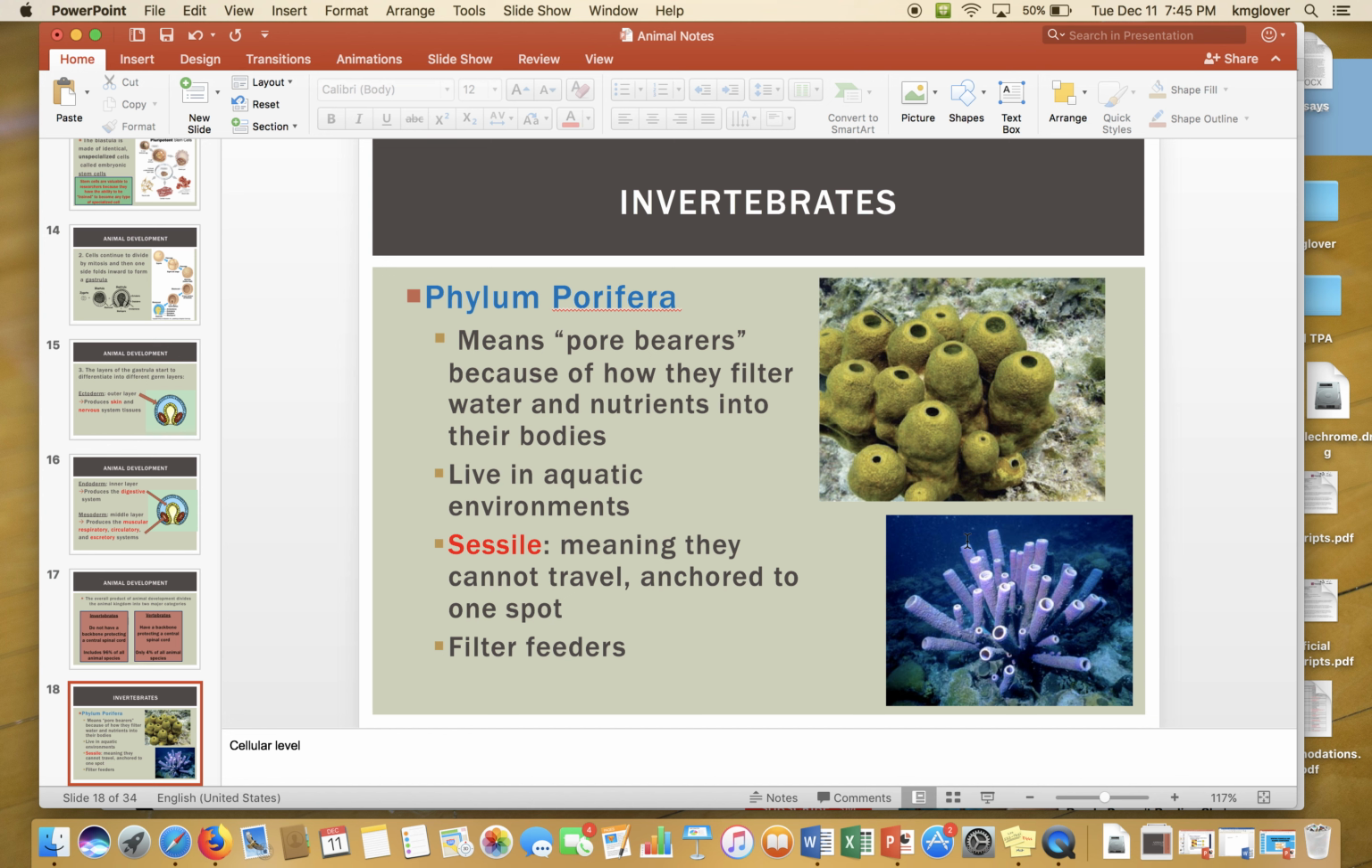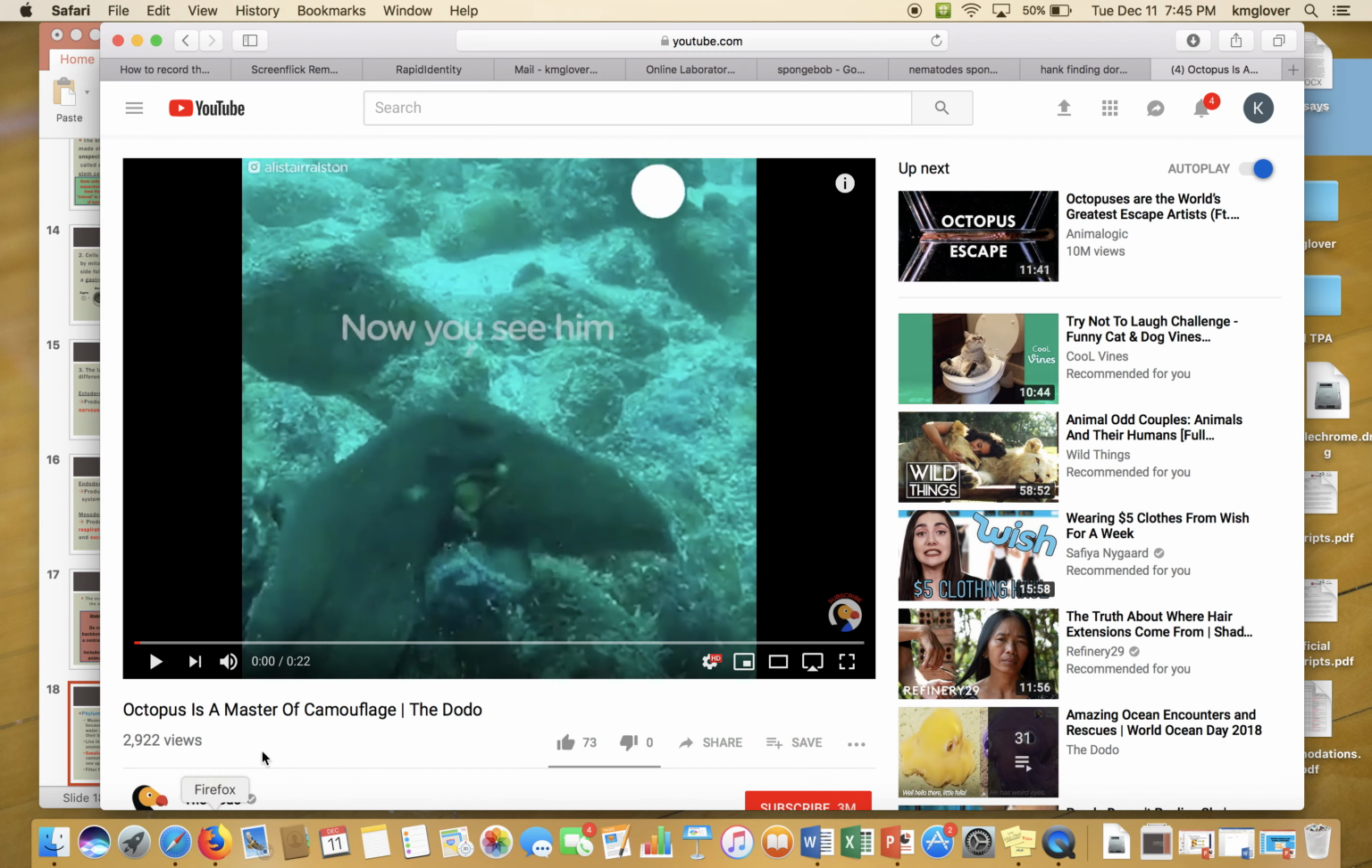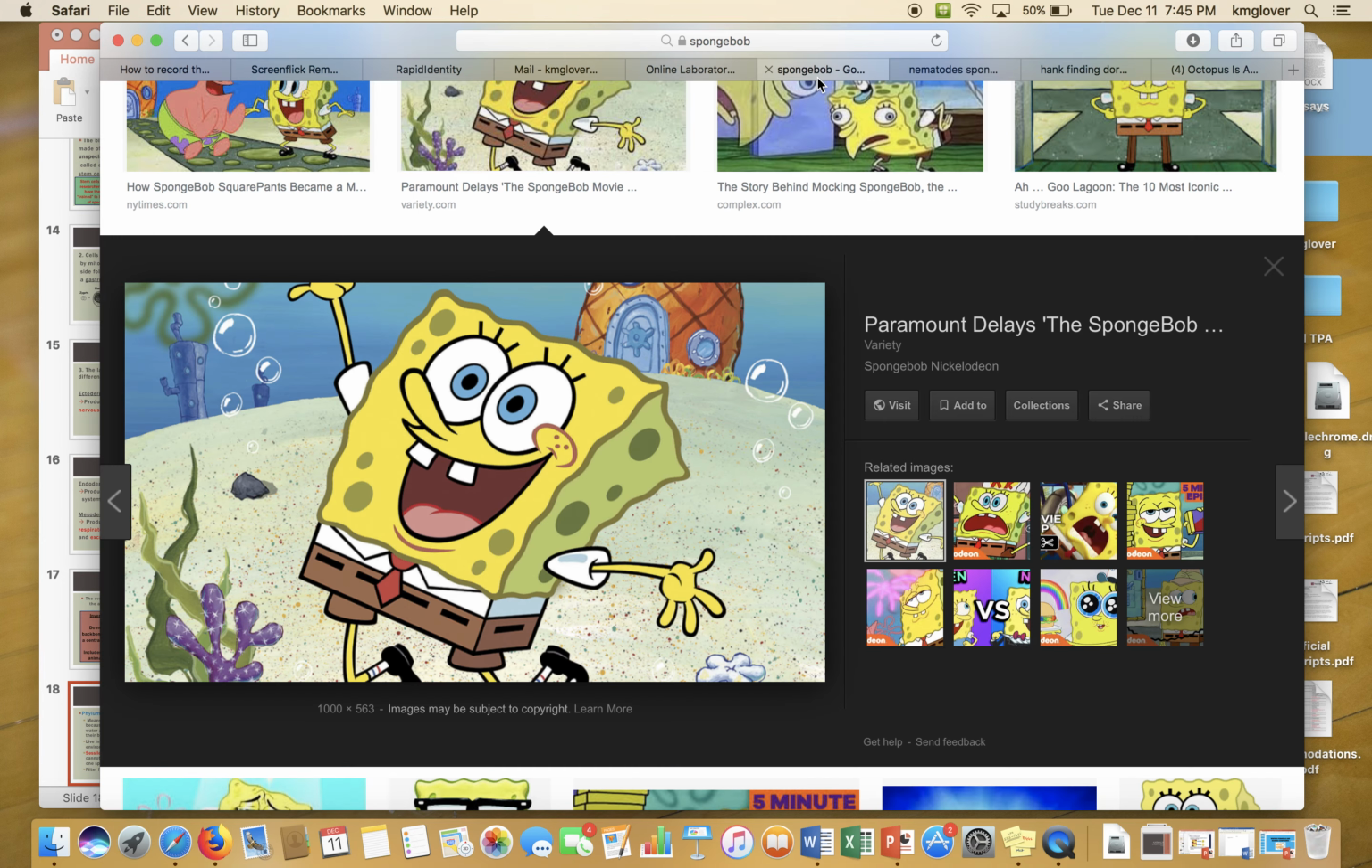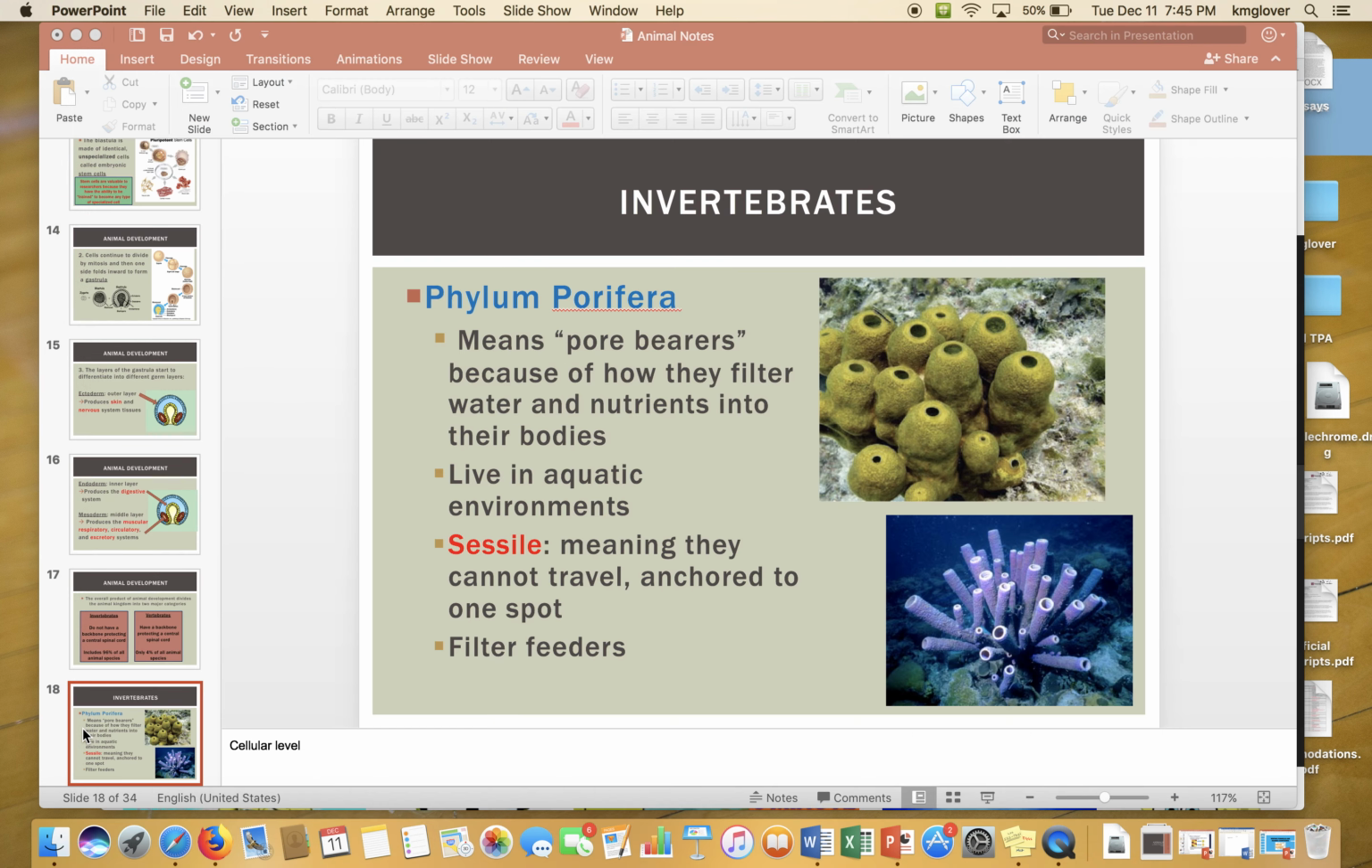All right, so you know a sponge. You've watched SpongeBob. Let's look at him. Where is he? Whoop, there he is. SpongeBob would be a part of the phylum Porifera. Okay, he is a pore bearer, so water moves in and out, and he would also be a filter feeder. Okay, a filter feeder means he's just going to suck the nutrients in that are passing by in the ocean. So SpongeBob really does not eat Krabby Patties.